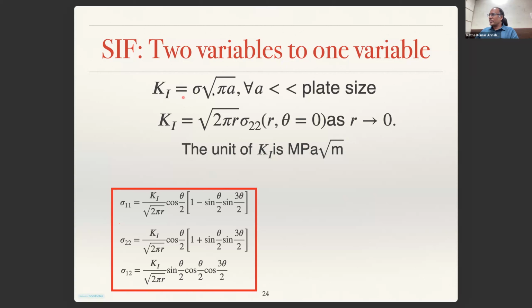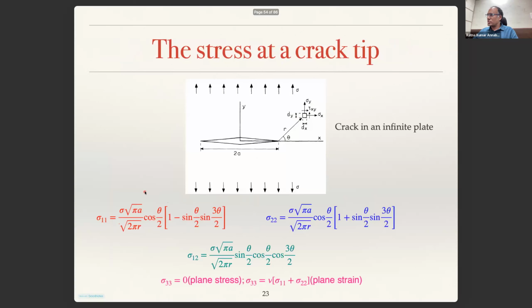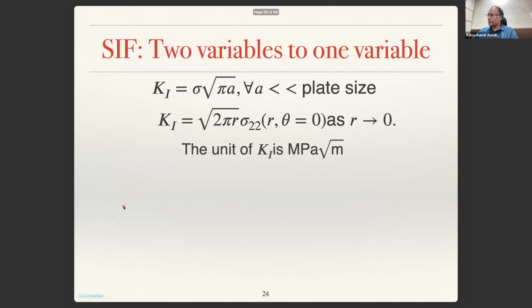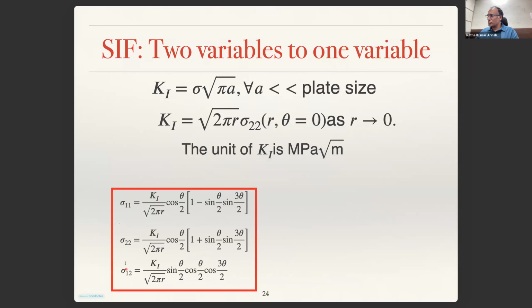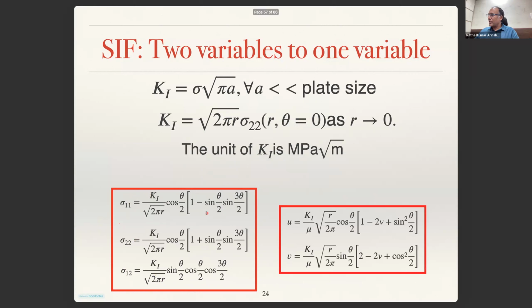So now I can replace sigma root pi a in the previous equation with K1. So sigma 1,1, sigma 2,2 to sigma 1,2. That means this is the stress field ahead of the crack tip. And using that, you can actually compute the displacements. Please pay attention carefully. As r tends to 0, the displacements become 0, isn't it? But the stress goes to singular, infinity.